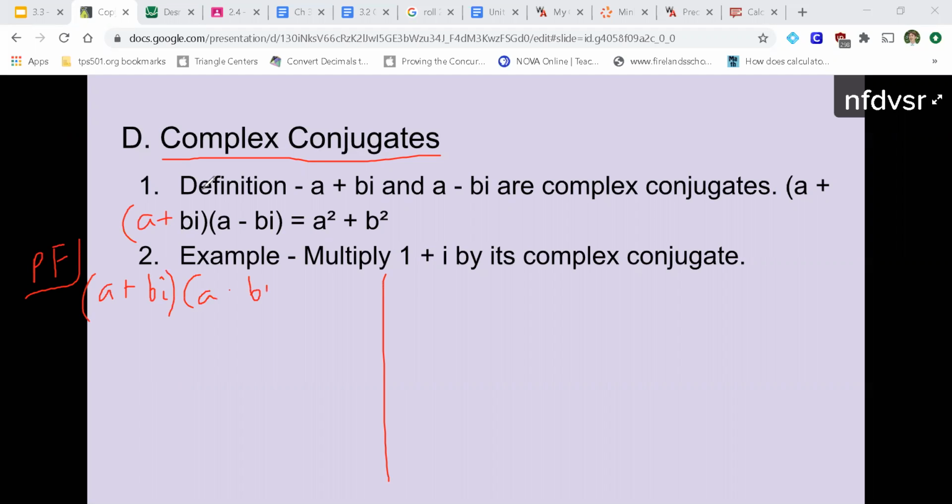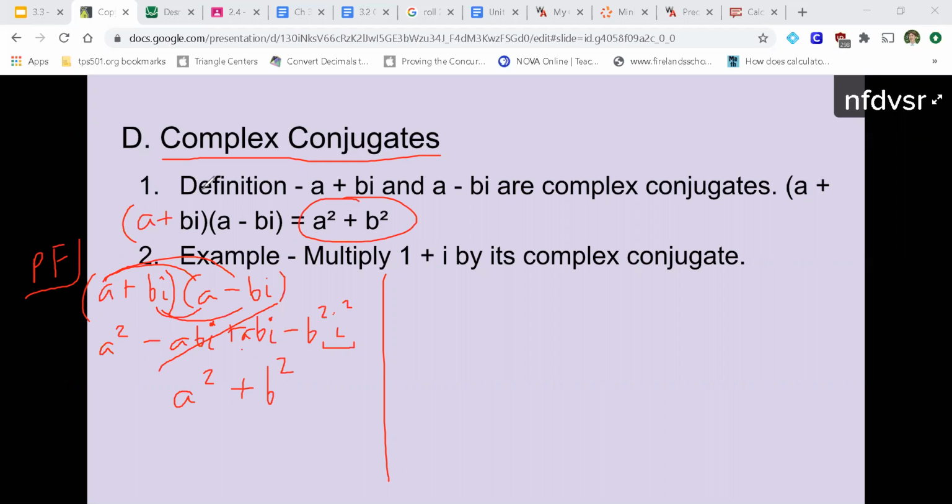It's a really easy proof to do. If I multiply these together, a times a is a squared. a times negative bi is negative abi. bi times a is positive abi. bi times negative bi is negative b squared i squared. Negative abi plus positive abi cancel out. i squared is really negative 1, times negative b squared becomes a squared plus b squared.